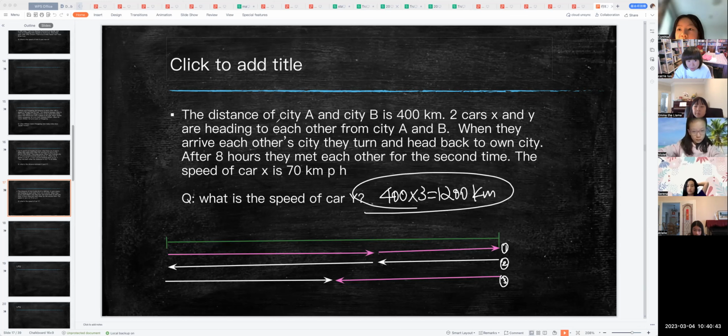好了，那 total time 是多少？他说 after 8 hours they meet each other. So that is the total time. So 1,800.